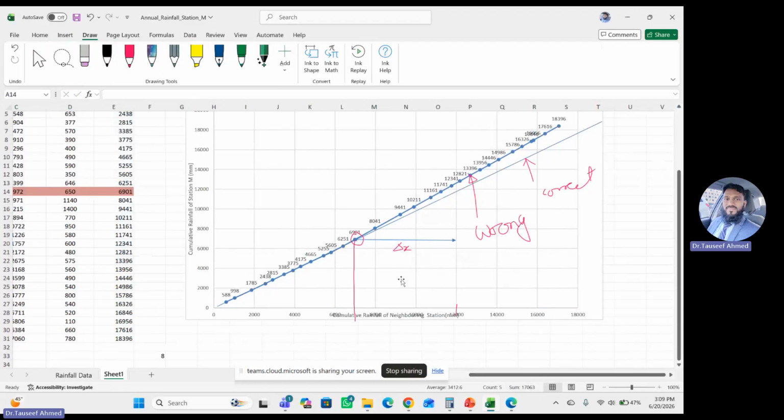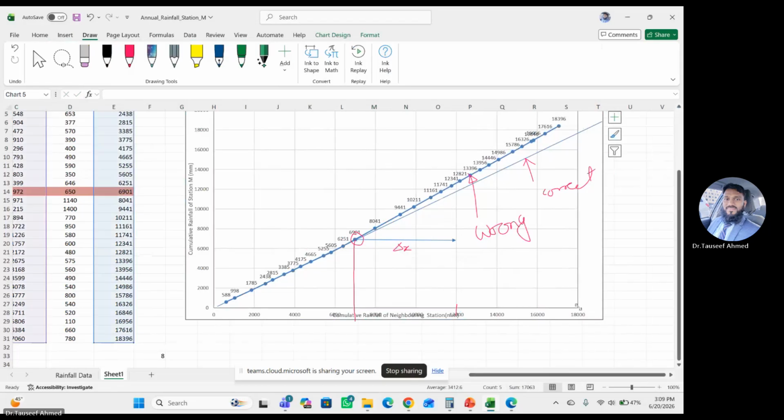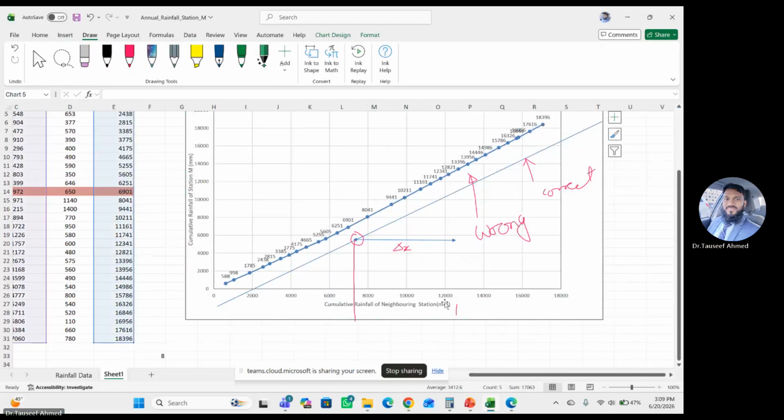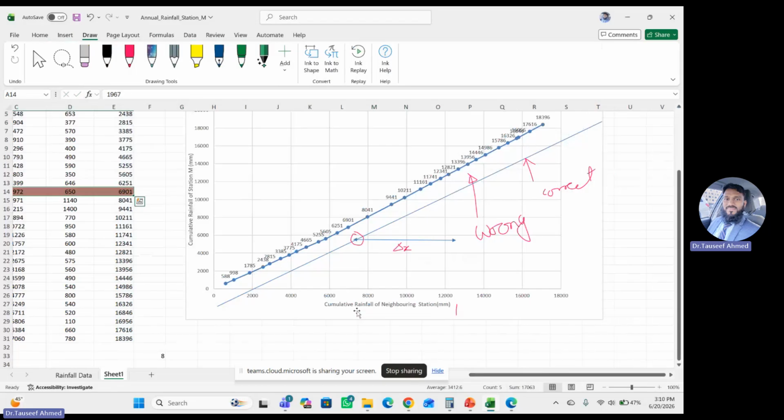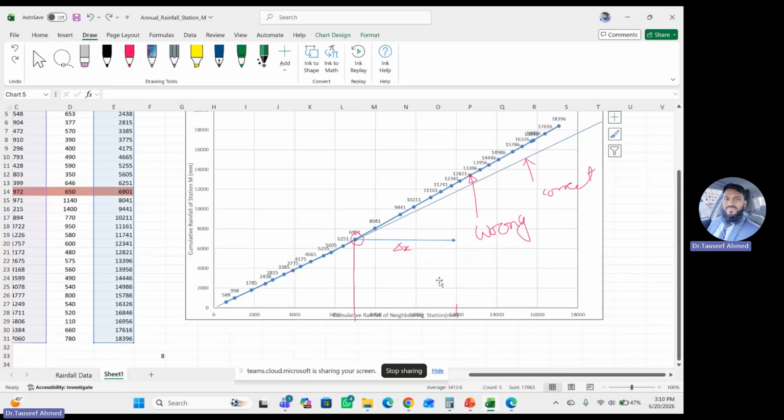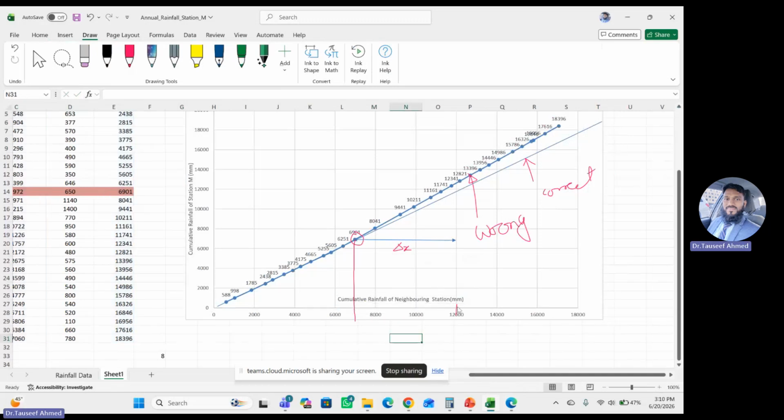If you will see properly, I will shift this way. Okay. Can you find this? What is this delta x value? How much is this value? See here, from here to here, what is this one?